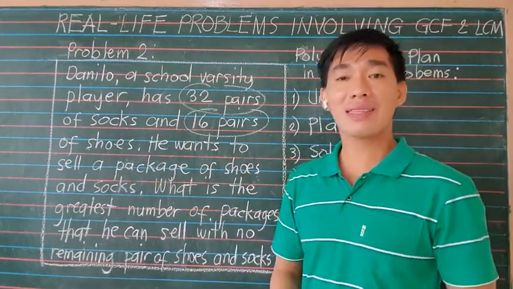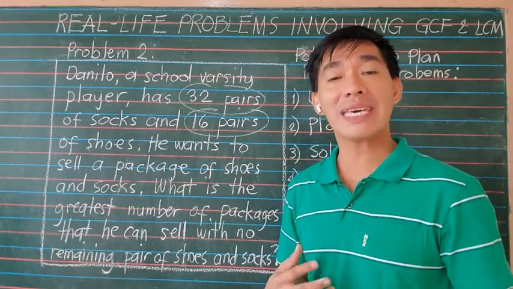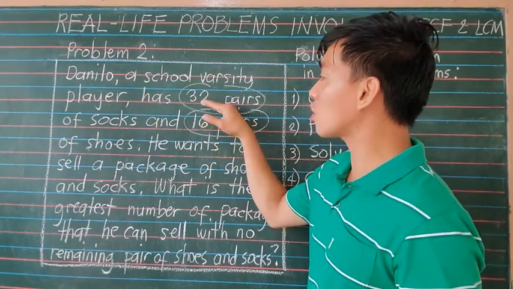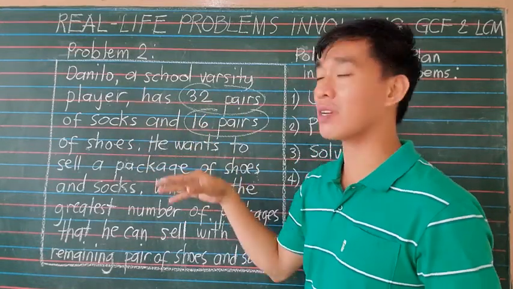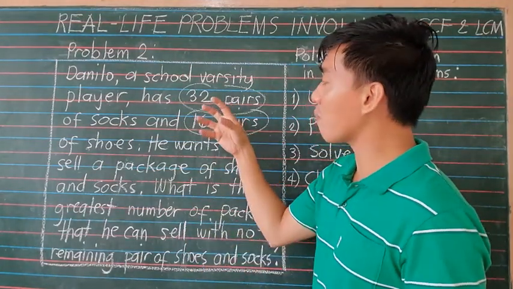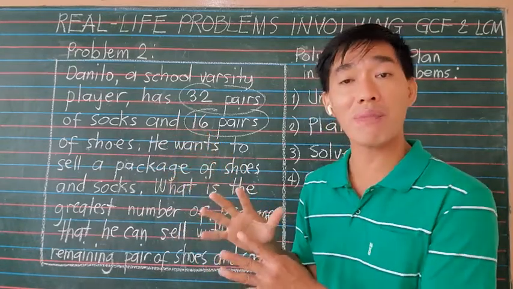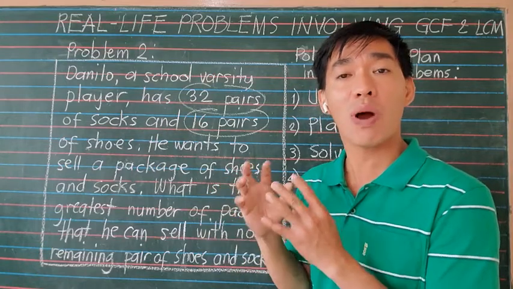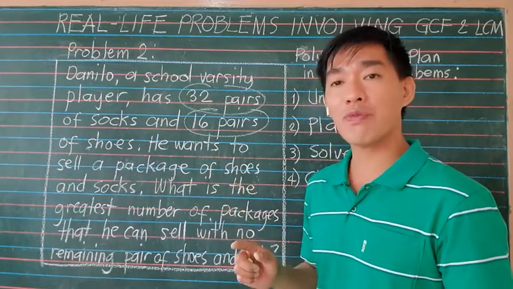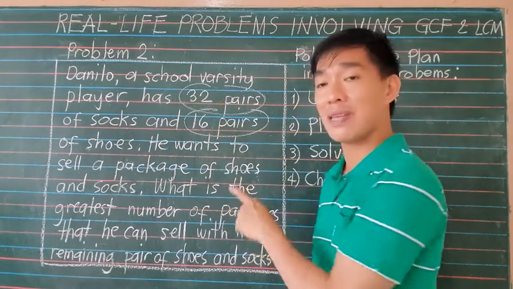And of course, in solving problems about GCF, let us also be very keen in observing the word clues. We are to divide these 32 pairs of socks and 16 pairs of shoes into packages or different packages. Of course, if we are to pair these 32 pairs of socks and 16 pairs of shoes together in one package, there should be no remainder. There should be no remaining socks and shoes. So, we are looking for the biggest number by which both 32 and 16 are divisible.